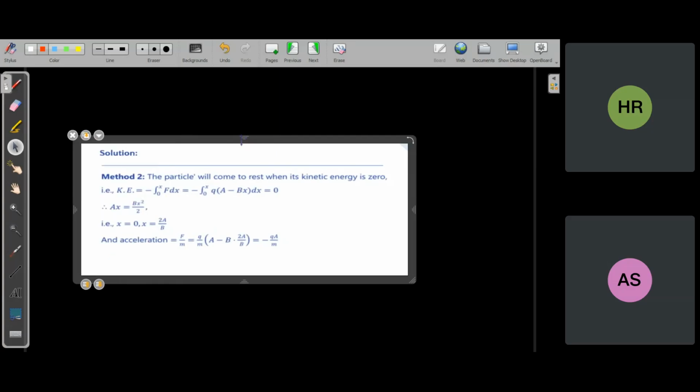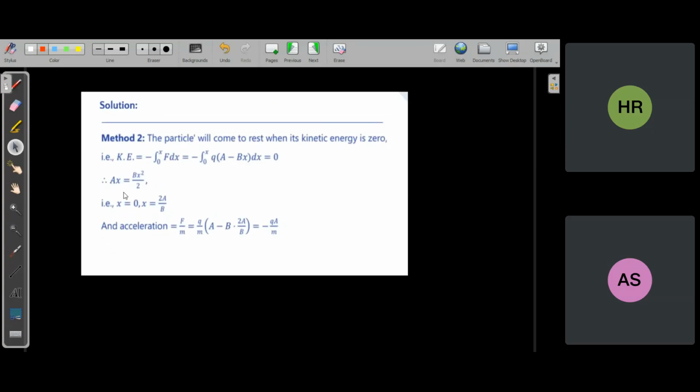Change in kinetic energy is 0. See, this method is easy, quick. So for this type of question, you should also think about work energy theorem. By work energy theorem, it becomes very easy. Simple integration, equate to 0, got it.